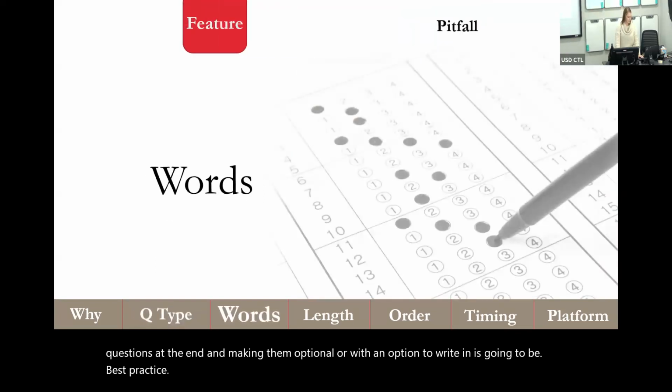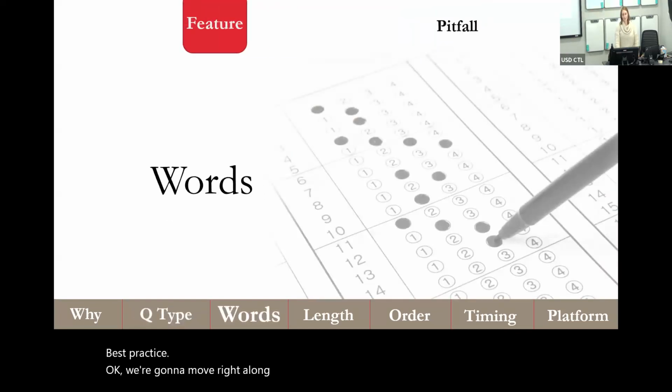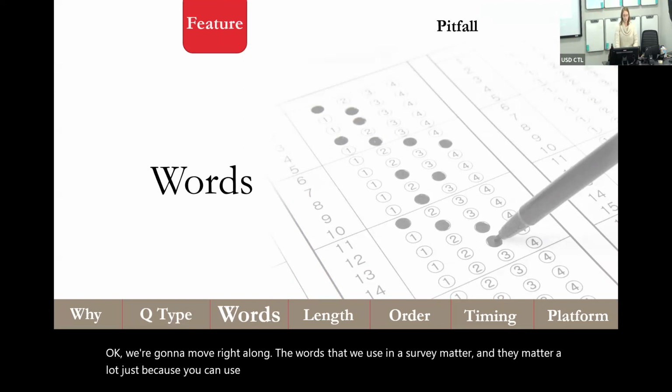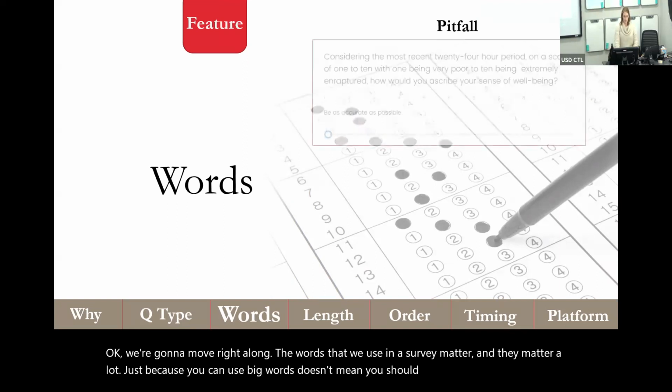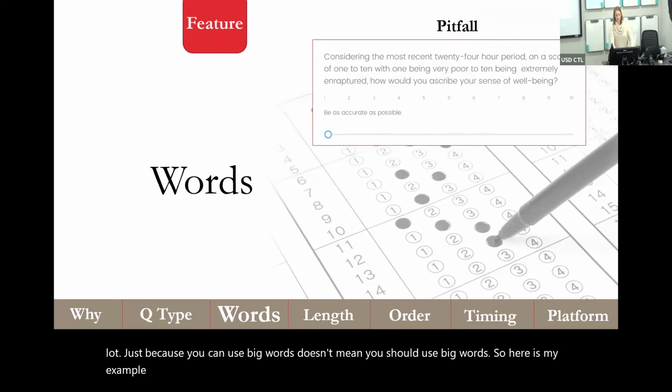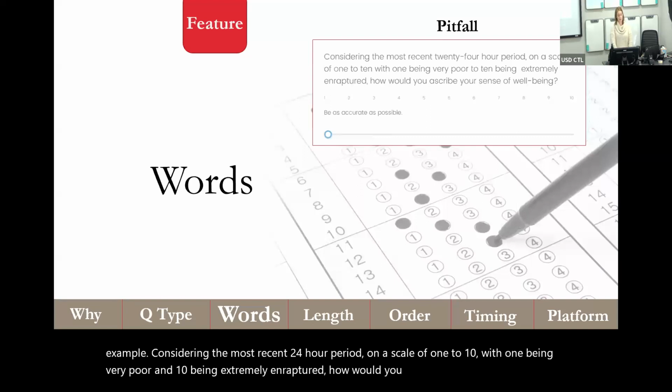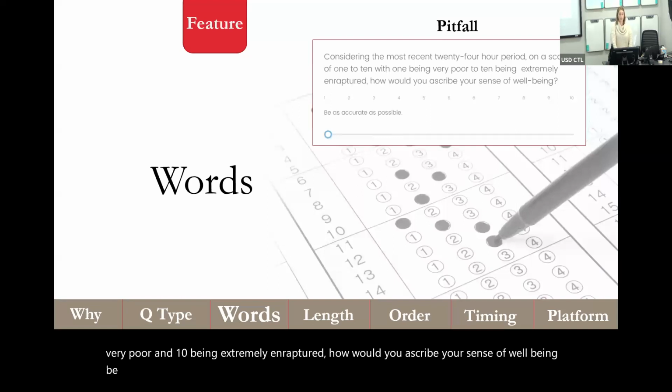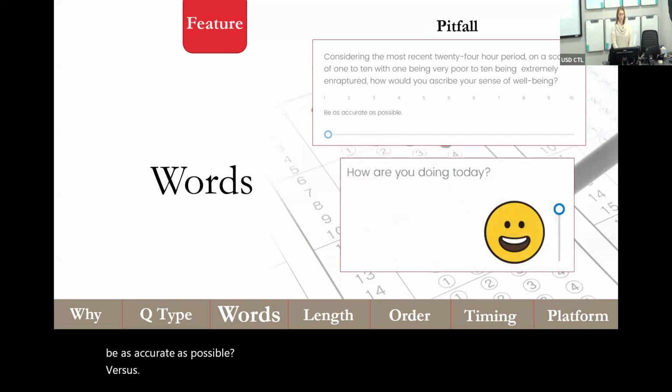Okay, we're going to move right along. The words that we use in a survey matter, and they matter a lot. Just because you can use big words doesn't mean you should use big words. So here is my example. Considering the most recent 24-hour period on a scale of 1 to 10, with 1 being very poor and 10 being extremely enraptured, how would you ascribe your sense of well-being? Be as accurate as possible. Versus, how are you doing today?